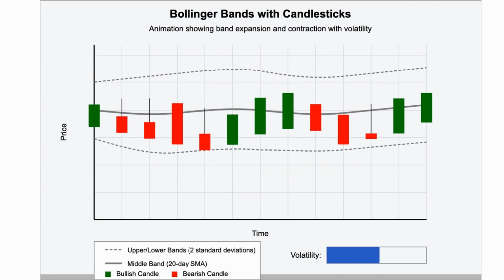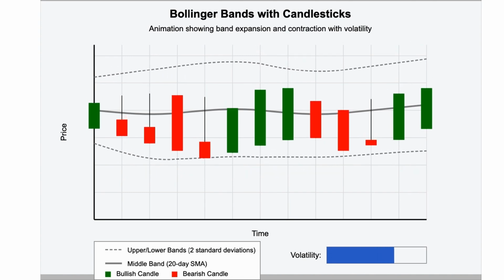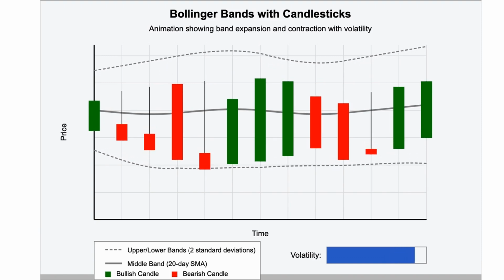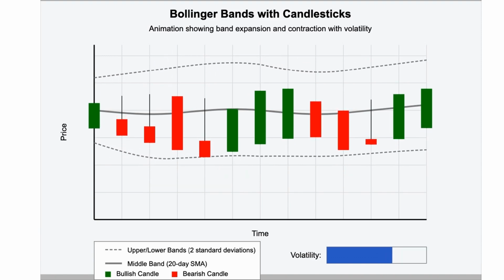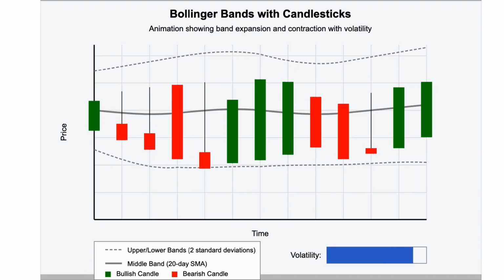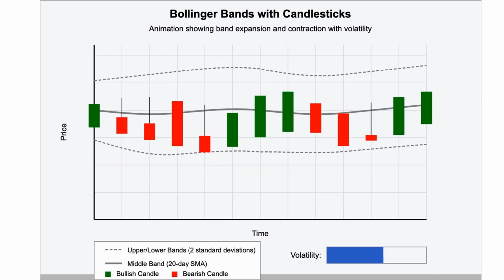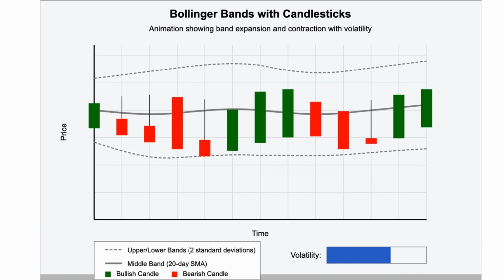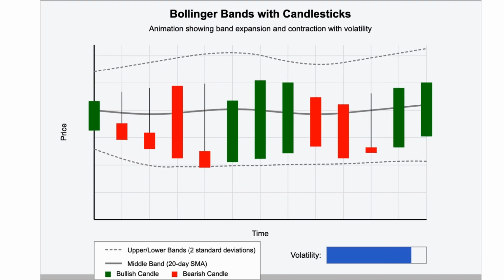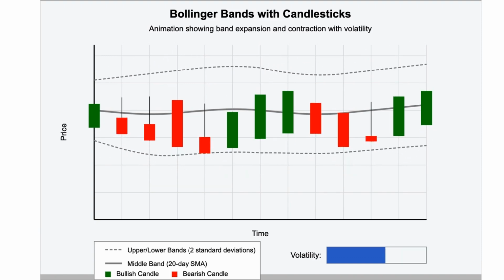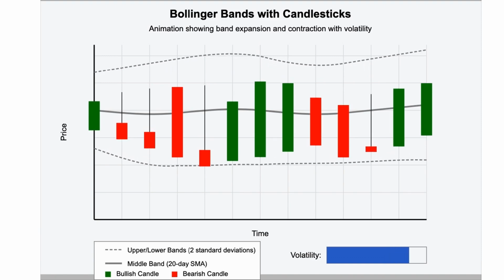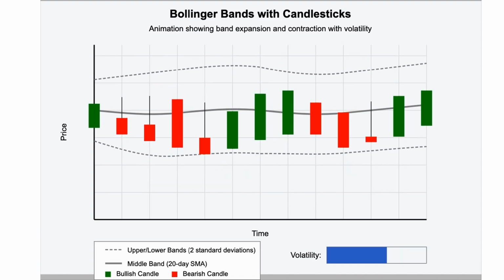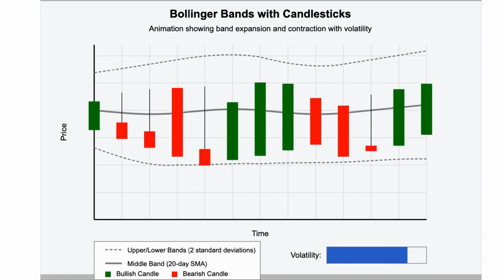Let's revisit the core principles of Bollinger Bands. At its heart, this indicator consists of three lines: a middle line, which is a 20-period simple moving average, SMA, an upper band, typically 2 standard deviations above the SMA, and a lower band, 2 standard deviations below the SMA. These bands dynamically expand and contract based on market volatility. When markets become more volatile, the bands widen, creating more space between them. During calmer periods, the bands squeeze together, indicating reduced price movement.